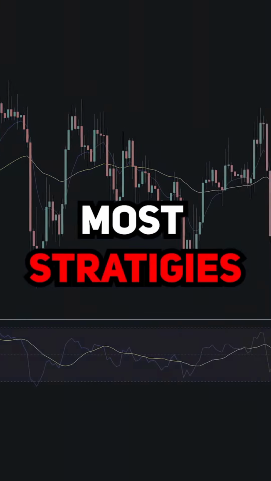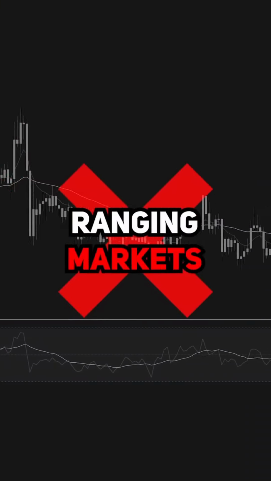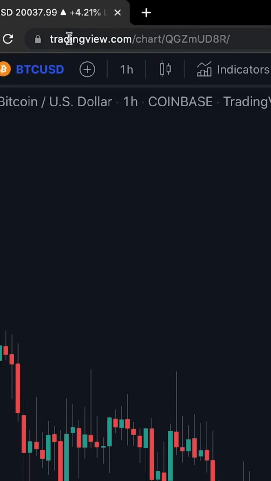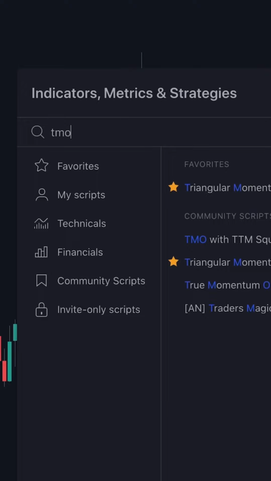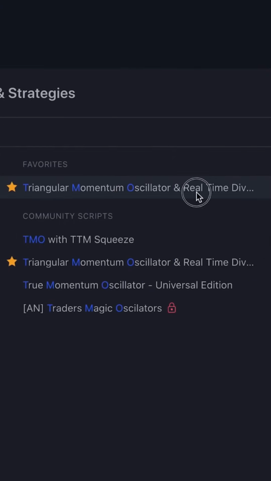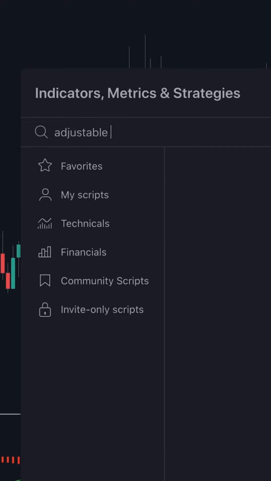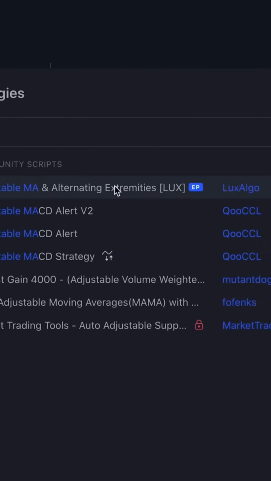Most trading strategies don't work in ranging markets, but the one I'm about to show you might change your mind. First, you're going to want to go to TradingView and search for TMO and add the triangular momentum oscillator. And then just search for adjustable MA, and you're going to want to click the first one by Lux Algo.